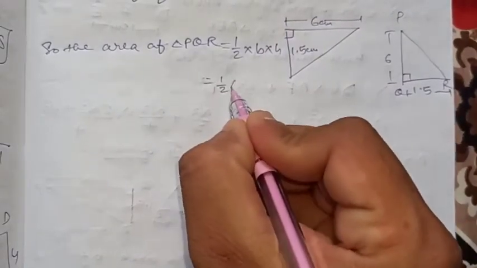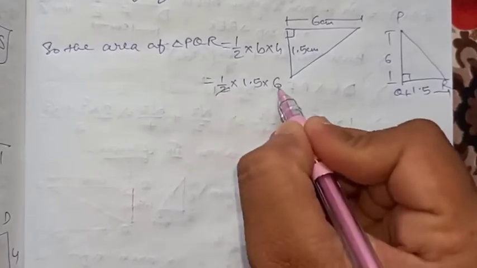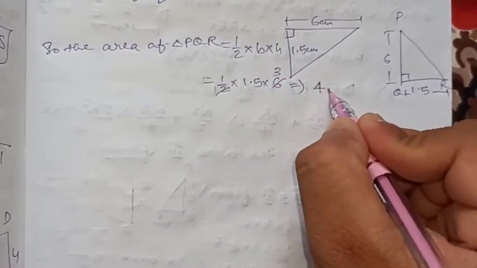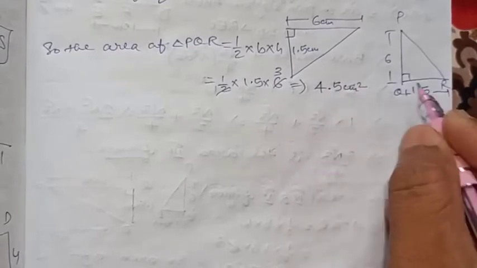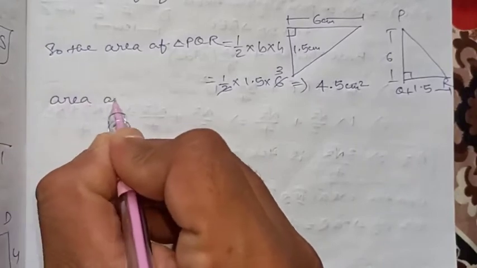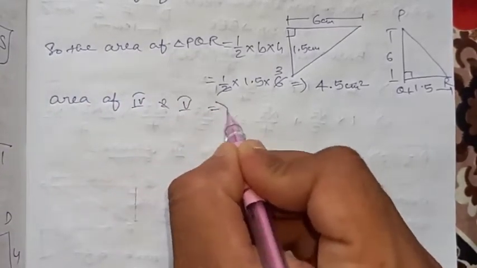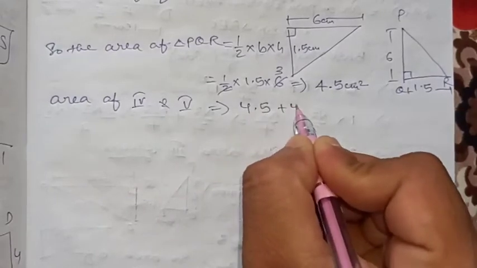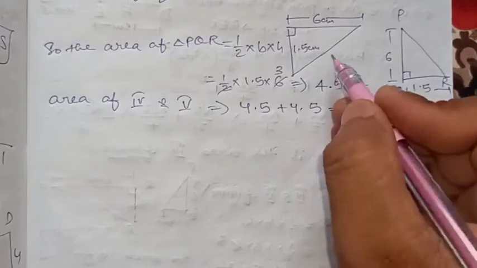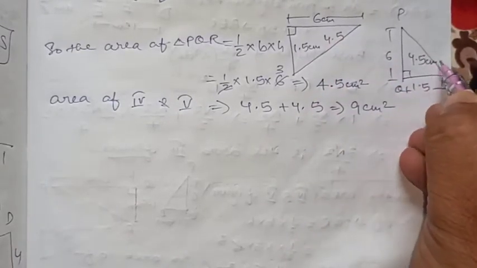Okay, half into base into height if we will rotate the triangle. So half into base is 1.5 into height is 6 centimeter. When we will cancel these two, we will get 3. So 15 3s are 45. That means 4.5 centimeter square we will get area of the fourth figure. So area of fourth and fifth will be 4.5 plus 4.5, that is 9 centimeter square, because if this is 4.5, this also will be 4.5 centimeter square.